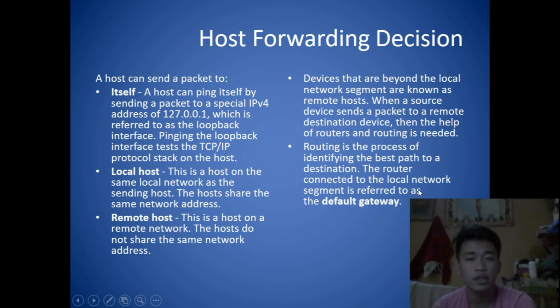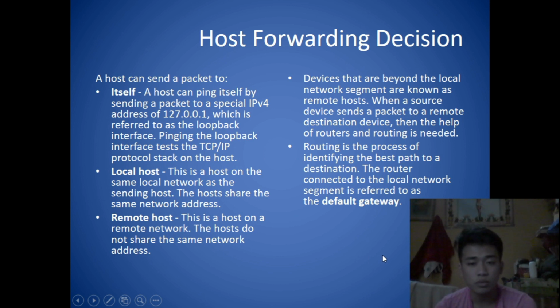So host forwarding decision: a host can send a packet to itself. A host can ping itself by sending a packet to a special IPv4 address, 127.0.0.1, which is referred to as the loopback interface. Then the local host is a host on the same local network as the sending host. The hosts share the same network address. A remote host is a host on a remote network. The hosts do not share the same network address.